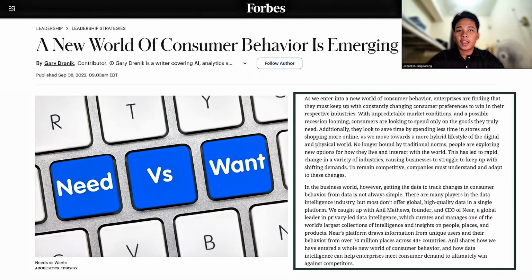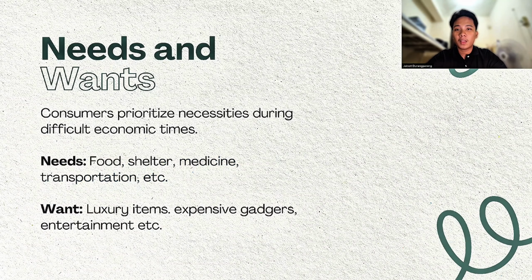On to the next slide, the article talks about consumers becoming more focused on what they truly need instead of what they simply want. In microeconomics, needs are essential goods such as food, water, medicine, and shelter, while wants are non-essential goods that provide additional satisfaction like luxury items, gadgets, or expensive brands. During economic uncertainty, consumers prioritize necessities because income becomes more valuable and limited.